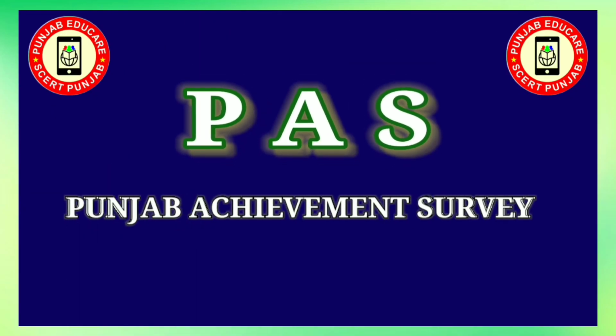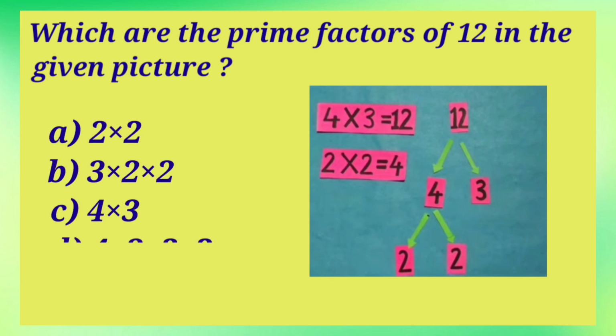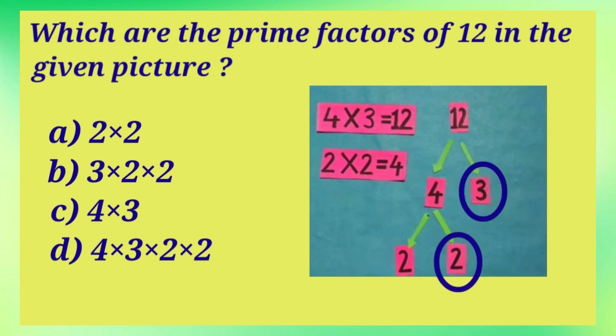Now students, let us prepare ourselves for PAS. Which are the prime factors of 12 in the given picture? Students, here we look for the numbers which have only two factors. The numbers like 3, 2 and 2. Therefore, the prime factors of 12 are 3 into 2 into 2. So option B is the right answer.